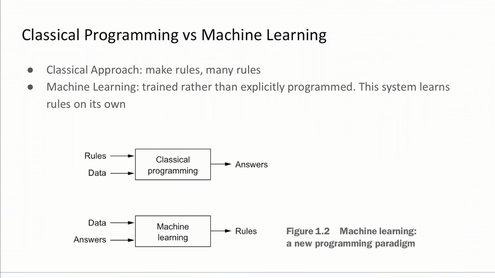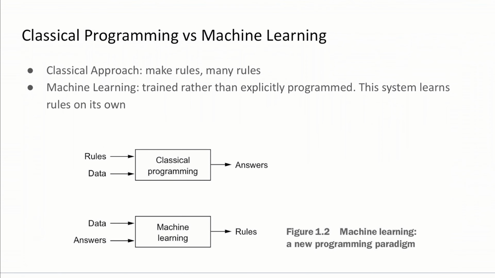And there's a big difference between classical programming and machine learning. In the classical approach, we make a lot of rules, and a machine learning algorithm is rather trained than explicitly programmed. This system learns rules on its own. So you don't supply rules to these kinds of systems.